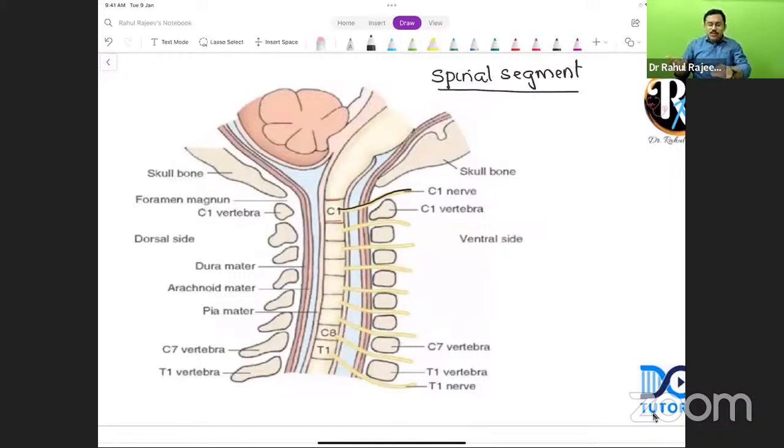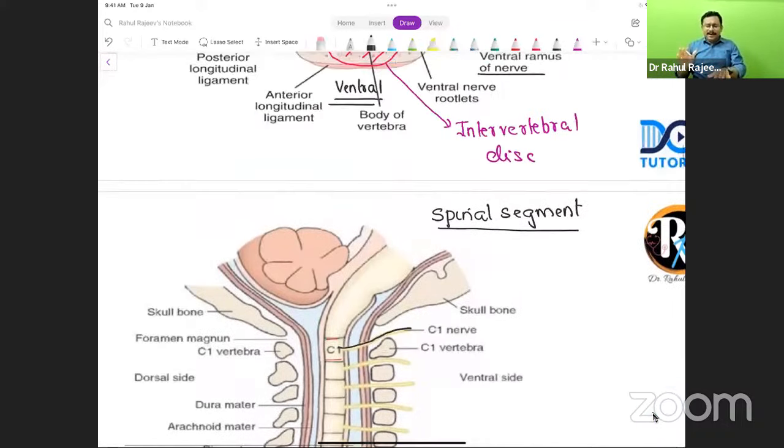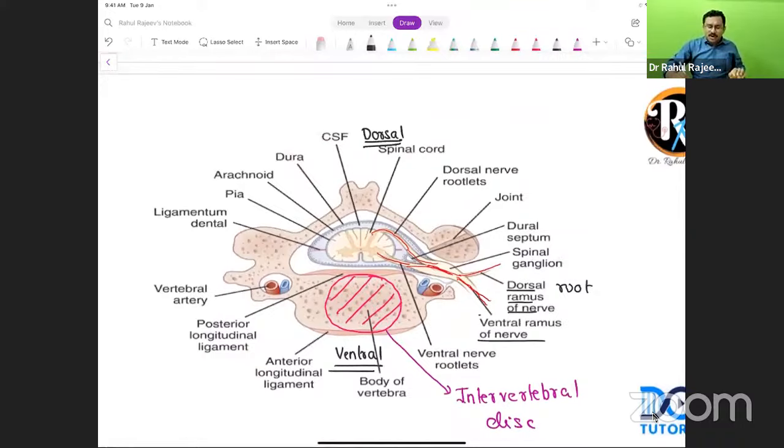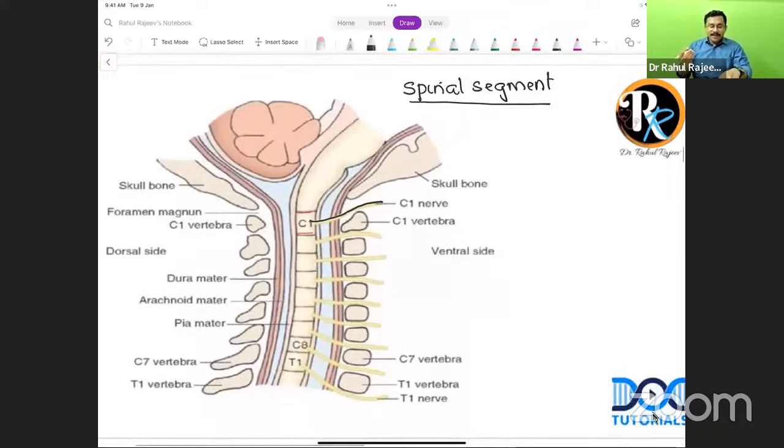Sir, which is this new nerve, sir? Nothing, man. The ventral ramus you talked about. No, that is called the spinal nerve. The dorsal ramus is just a small character. The main character is the ventral rami. You will call that the spinal nerve. So the ventral rami of the C1 nerve is there. Ventral rami of C2, that is coming out through the foramen.